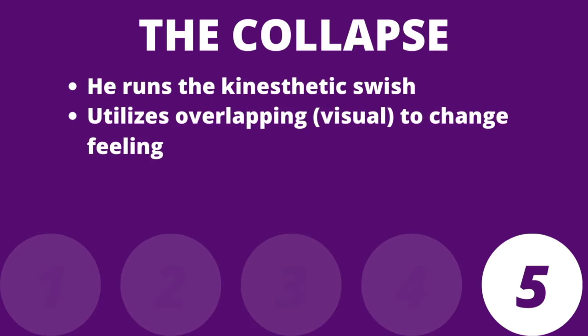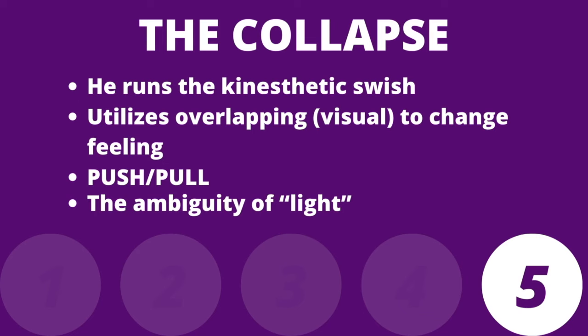Now you'll notice he uses the visual overlapping to change the feeling as well. He'll say things like shrink the feeling down to the size of a dot. Watch it go off into the distance, right? And then have it come back. And the other thing that I'm keying in on is he's using the word light a lot. Well, light is both a visual predicate and a kinesthetic one. So a feeling can feel light and you can have brightness as a quality, right?